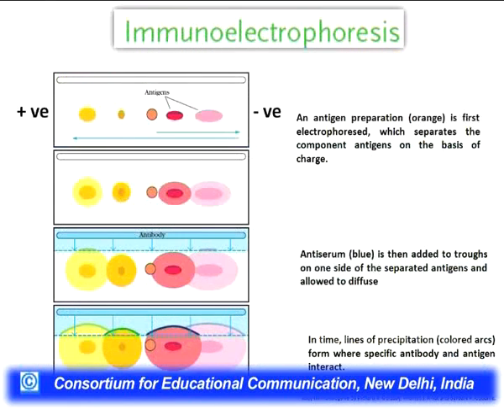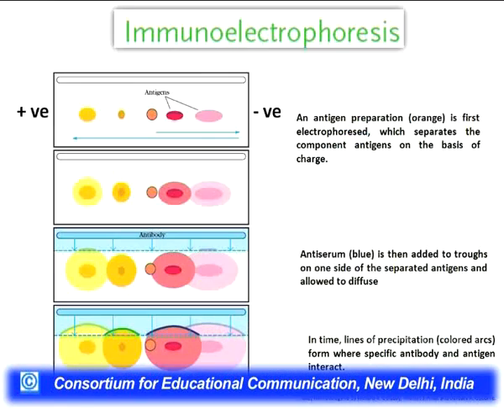Here, if we see, the electrophoresis is done, in which the antigens are loaded onto the well. When the electrophoresis starts, they go towards the opposite pole: the negatively charged antigen or protein moves towards the positive pole, while the positively charged antigen or protein moves towards the negative pole. They are separated on the basis of charge, and subsequently a trough is created on the top of the gel, and into this trough the antiserum is loaded. The antiserum here is shown in blue.